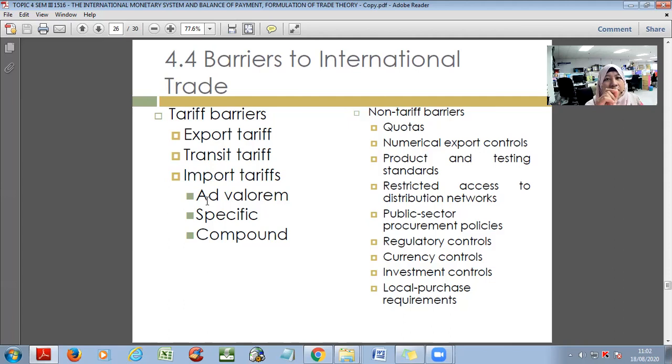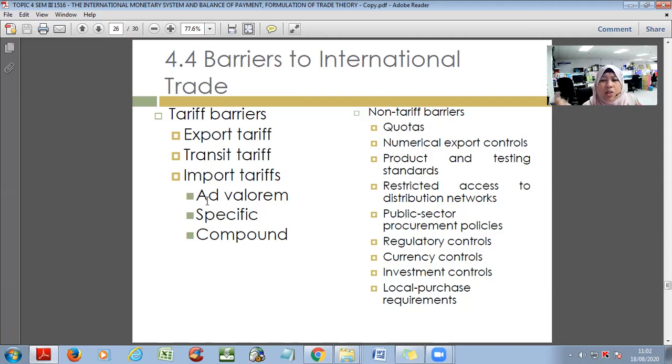So ad valorem is stated as a percentage, specific is in ringgit Malaysia, and compound is a combination of both. Compound will be 6% equals 60 cents from 10 ringgit. So altogether, your total meal will be 10 ringgit and 60 cents. You get me? I hope that is clear. Any questions, please shoot in the WhatsApp group.